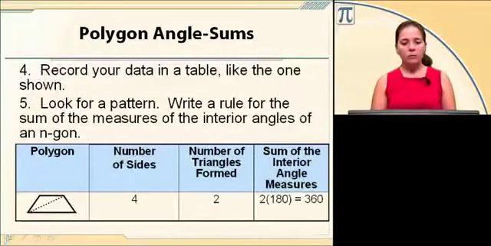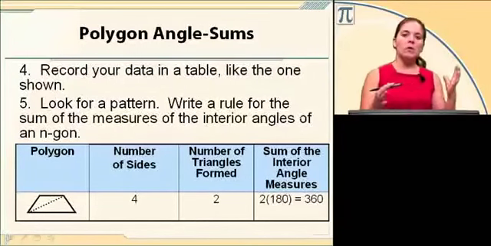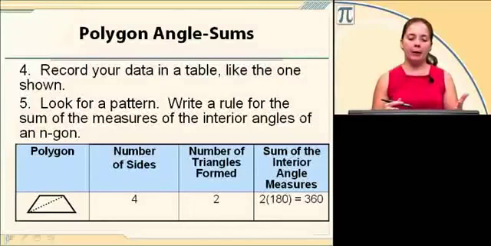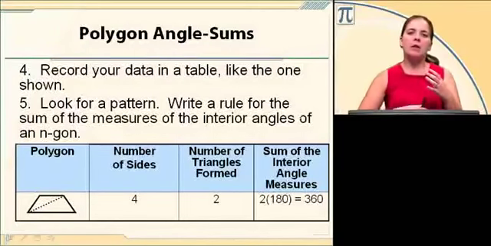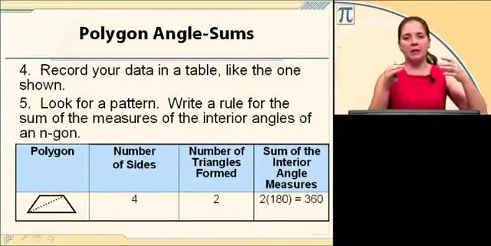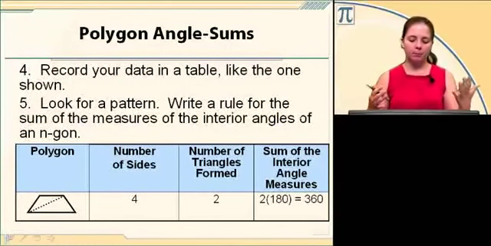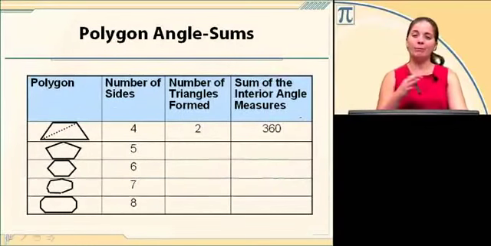What we're going to do then is record all this information in a table, look for a pattern, so that if we need to find the sum of the interior angles of a 100-gon, we can do that without drawing the 100-gon, dividing it up into triangles, or drawing it and measuring all the angles and adding them all together. Okay.